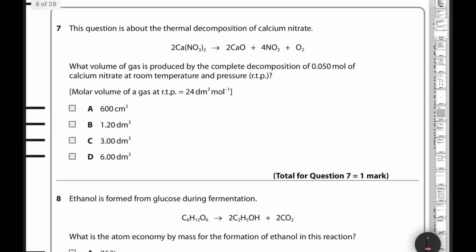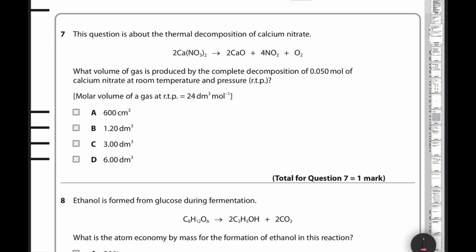Let's look at the next question. In this question, you have to find the volume of gas produced by complete decomposition of this much moles of calcium nitrate at room temperature and pressure. So you have to find the volume of gas. So if you see, you are getting 4 moles and 1 mole of oxygen, right? So if I take the mole ratio, I have calcium nitrate 0.05 moles, right?